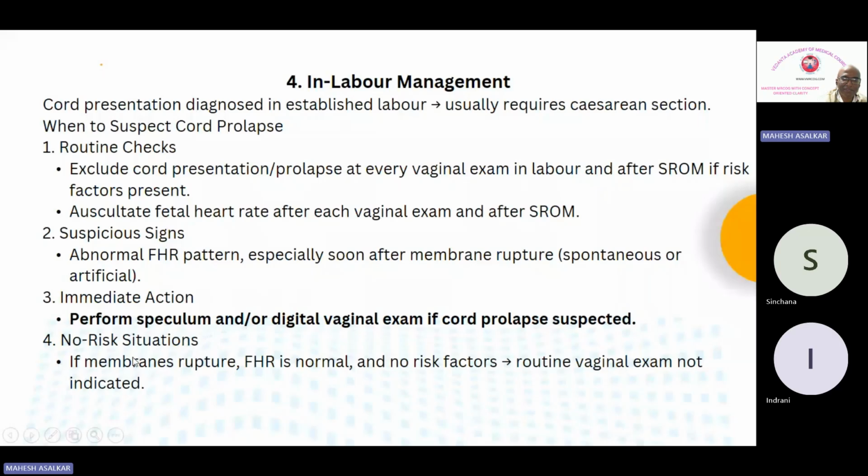If there is no high-risk situation in that particular case, the membranes rupture, the FHR is normal and there are no risk factors, routine vaginal examination is not indicated. But in high-risk patients, always do the per vaginal examination and FHR. FHR you have to always check, whether it is a low-risk or high-risk patient.